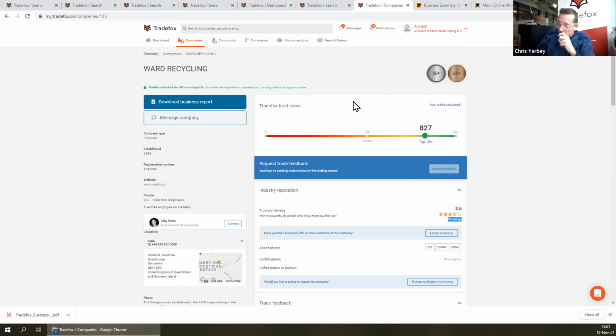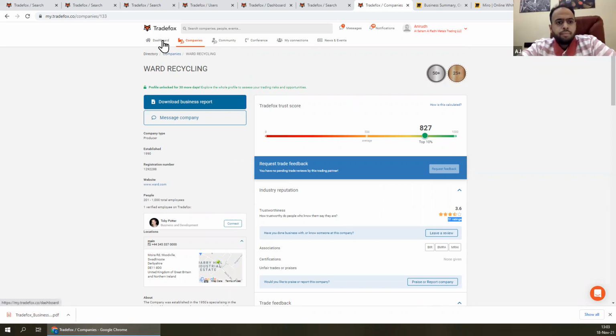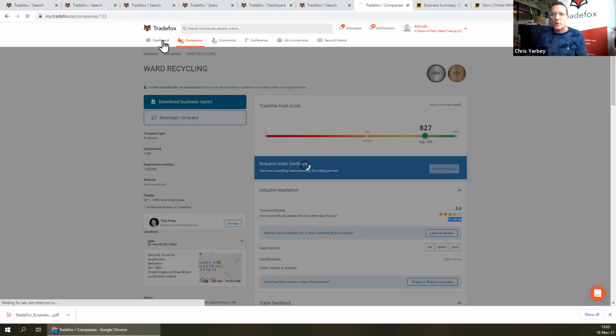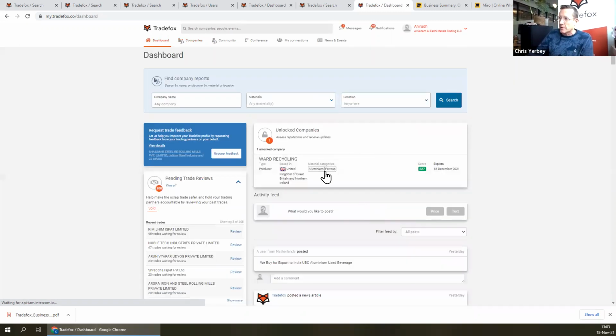That's number one. Okay. The second level of risk avoidance is making sure that you keep an eye on these companies, and that's what I mentioned earlier. It's called Tradefox monitoring. And I'll show you how to access that. So you'll see this company's reports unlocked, right? Here's the company listed right here. You can have multiple companies unlocked.